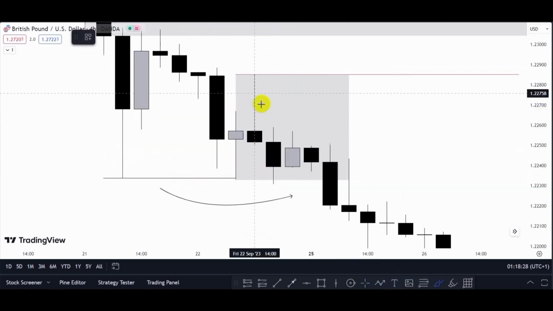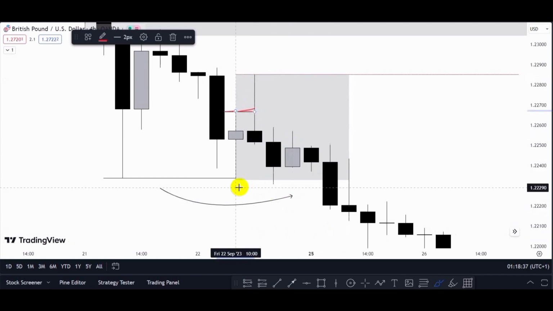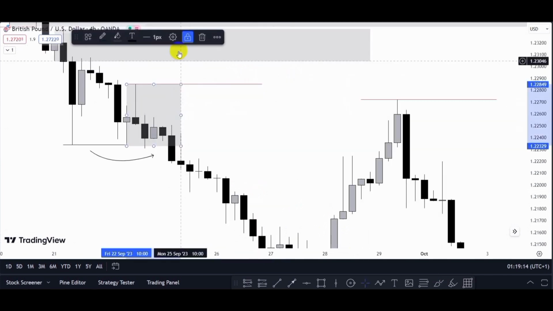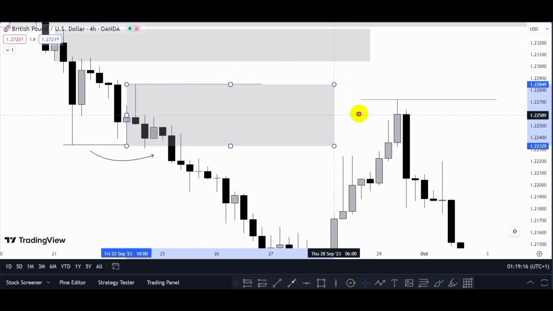You can see that this candle took out this high here. So we have a valid buy move before a sell move. So we also mark out this zone as our IOF. So let's stretch this out to see what happened in the future.